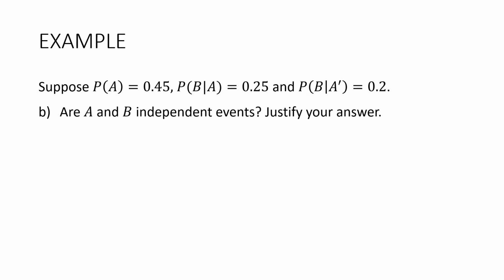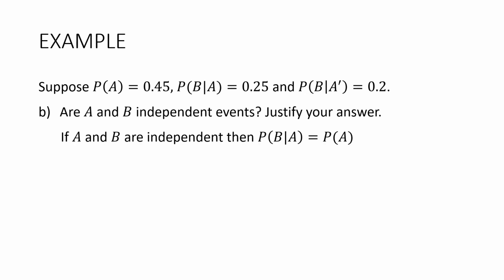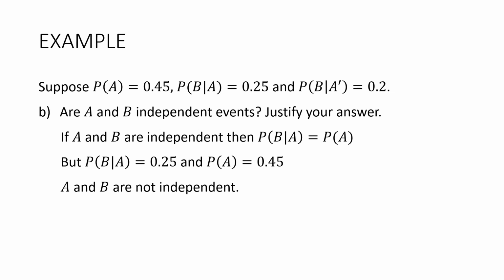And finally, are A and B independent events? Justify your answer. Now we could work out the probability of A intersection B and see if that's equal to the probability of A multiplied by the probability of B. But there is an easier way. If A and B are independent, then the probability of B given A must be just equal to the probability of B. And we already know this. This is 0.25 and this is 0.45. So A and B are not independent.